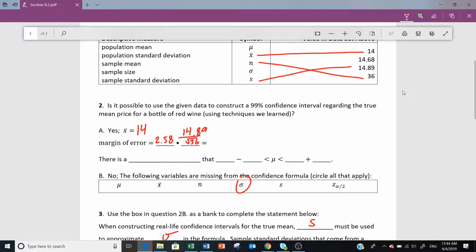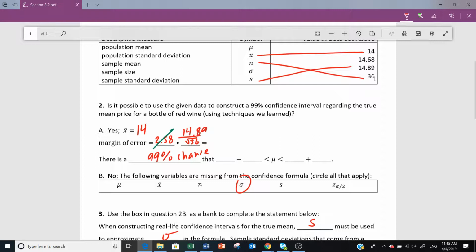The problem is, this value is no longer accurate. If we change the 21 to a 14.89, we can no longer put a 2.58 here. So I'm going to cross that off. We're going to have to change the 2.58 as well, because that's going to tell us that we want there to be a 99% chance here. In order for this to be a 99% chance, we can't use that 2.58 anymore.